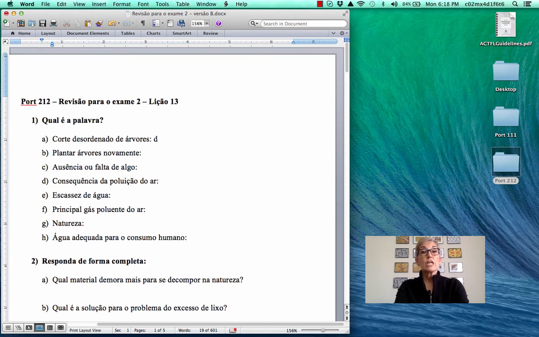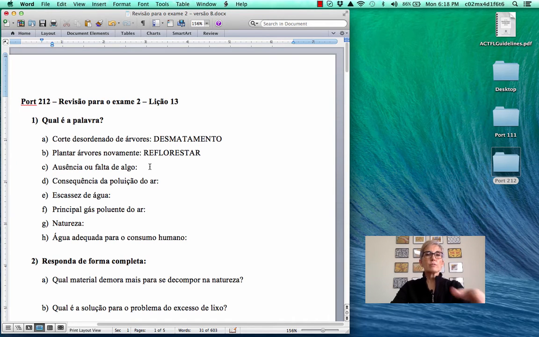So, o que é isso? Desmatamento, ok? Desmatamento. Plantar. So, now you have a verb, ok? To plant trees again. So, this is like to reforest a place, ok? Então, reflorestamento. Oh, but you want the verb, right? Because here it says plantar, so you want the verb. Então, reflorestar.